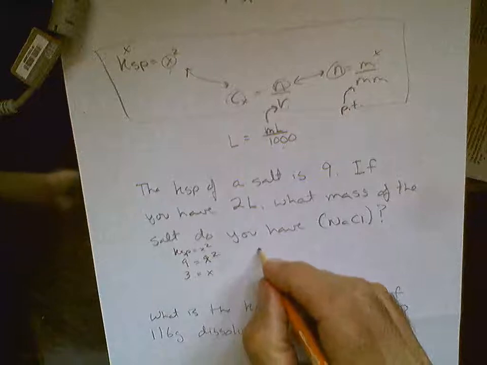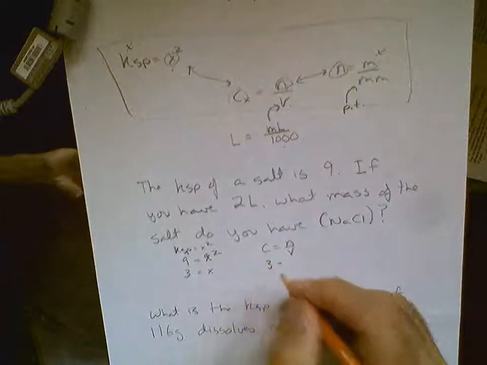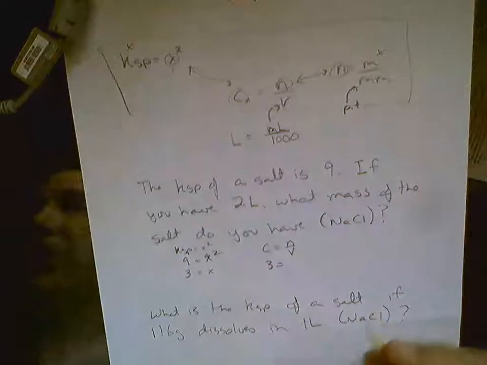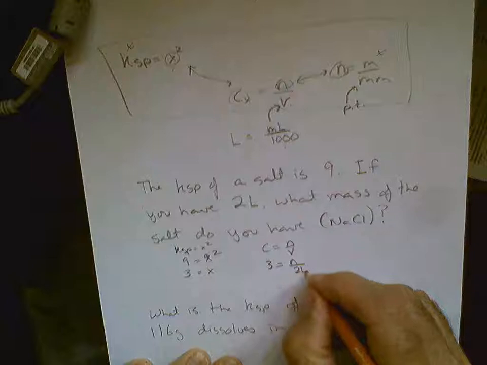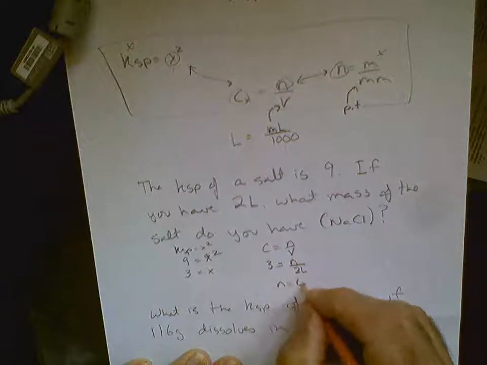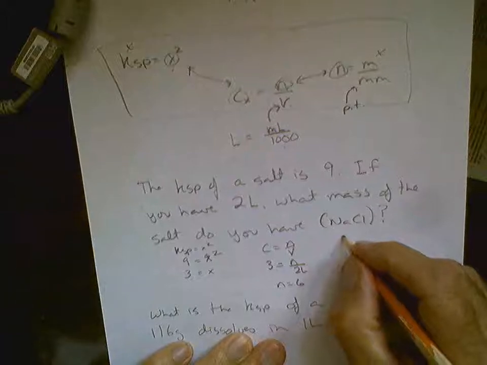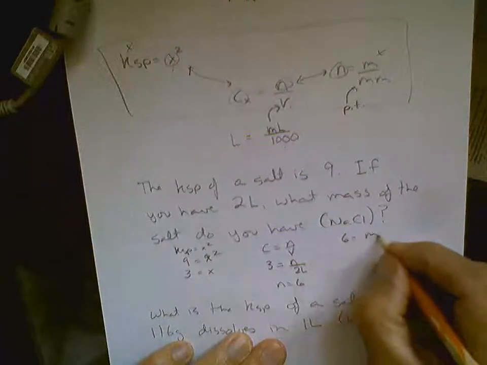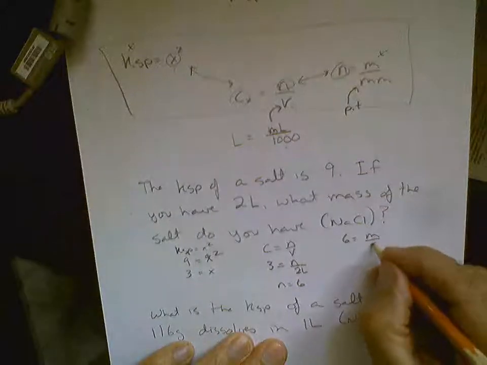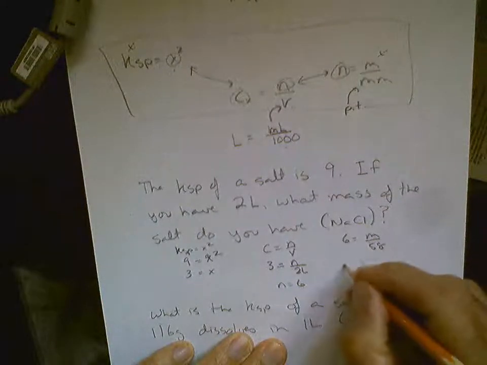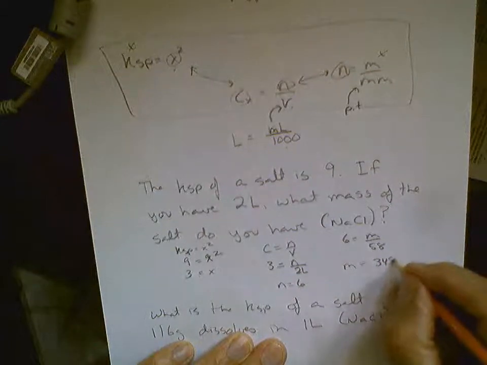Now I'm going to go to my next formula. Concentration equals moles over volume. My concentration is 3 because that's what X is. And my volume is 2 liters. If I rearrange that, I've got 6 moles. Now, if I want to get the mass, I have 6 moles, and my molar mass of NaCl, if I go to a periodic table, is 58. My mass would be 348 grams.